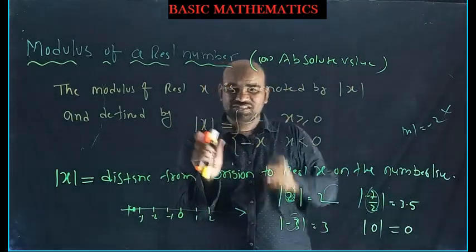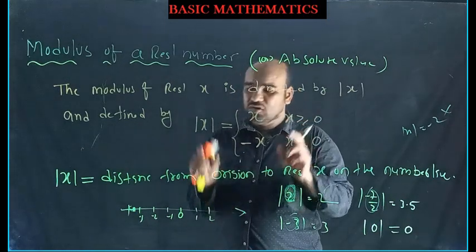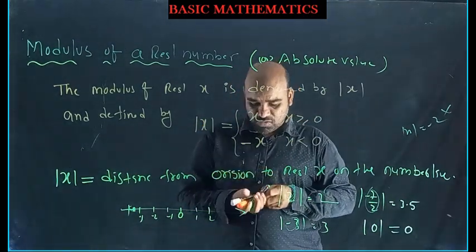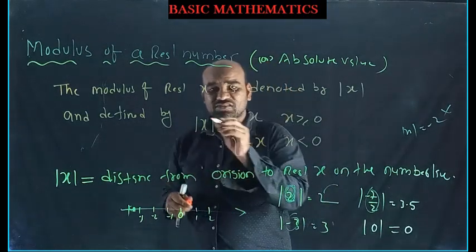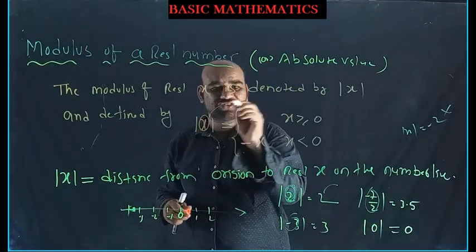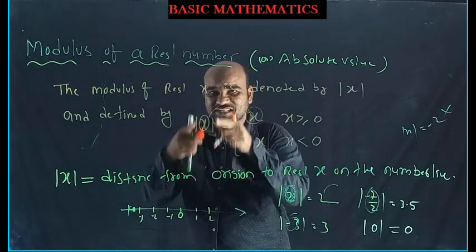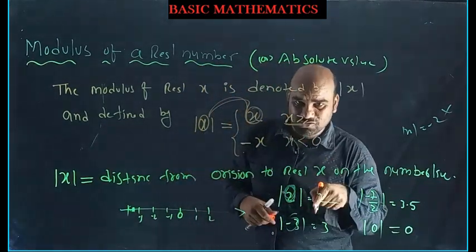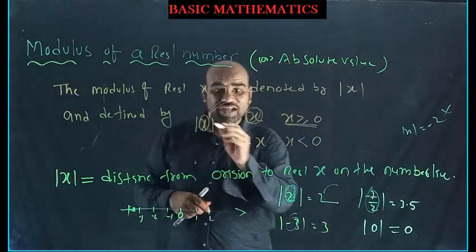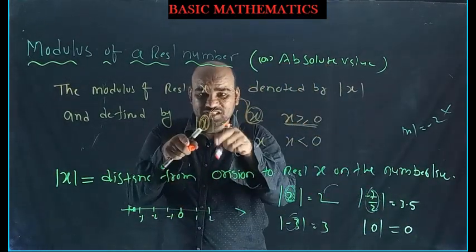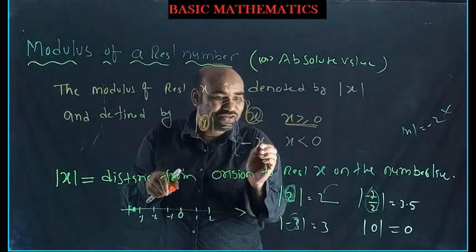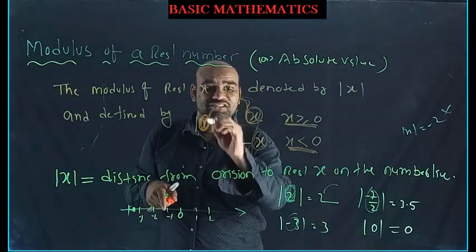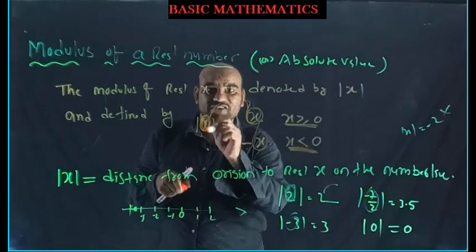So modulus of x is x if x is greater than or equal to 0. Modulus of x equals minus x if x is less than 0. Observe here. It is saying that modulus of x equals the same x, what is inside the modulus, when your x is greater than or equal to 0. If the number inside the modulus is negative, the output is the same x with a negative symbol.